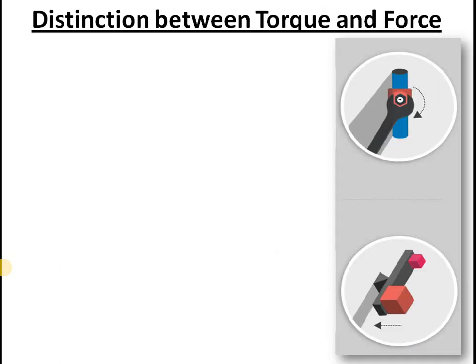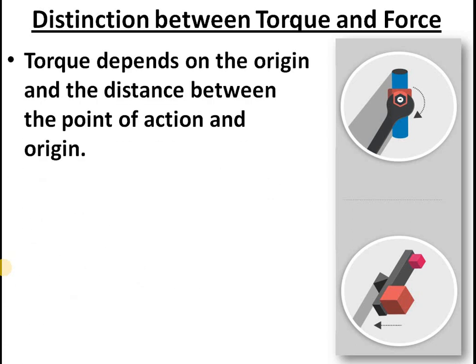Now again, come back to what is the difference between torque and force. There are many differences. Even though torque is produced by force, still, the first thing is that torque depends on the origin and the distance between the point of action and the origin.